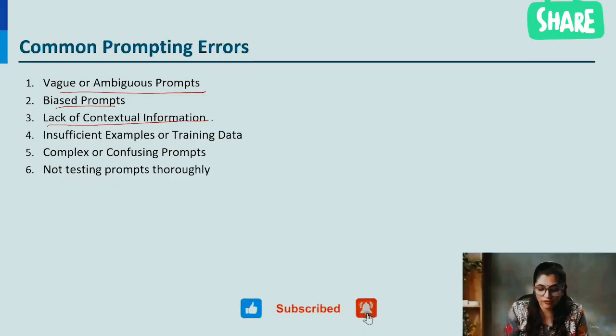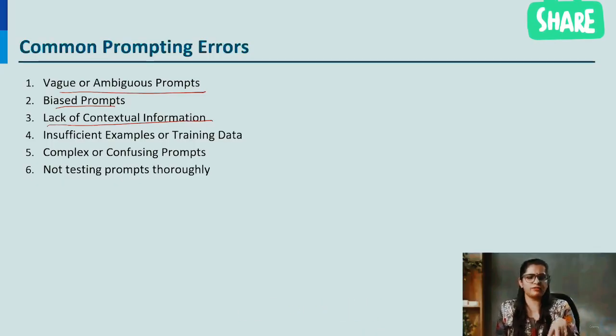Third is lack of contextual information. You have just said, okay, generate the content for fractions. But what is the target audience? Are you a teacher who is teaching? Is there any template? Is there any flow that you want to follow? Are you looking at creating a course? Are you looking at teaching fractions as a slide you want, or as a paragraph you want? Any contextual information is missing.